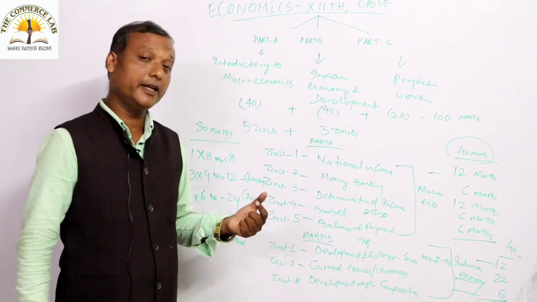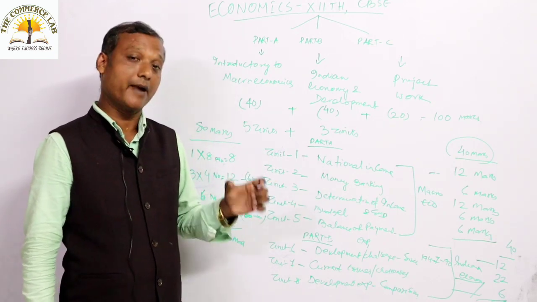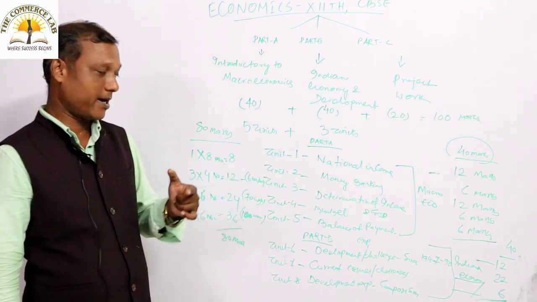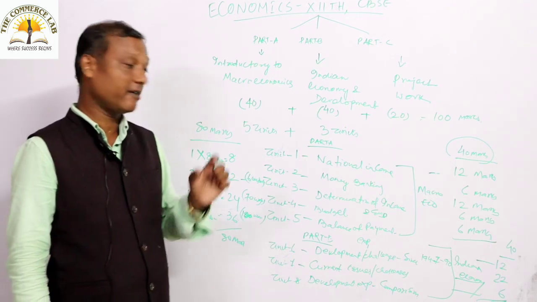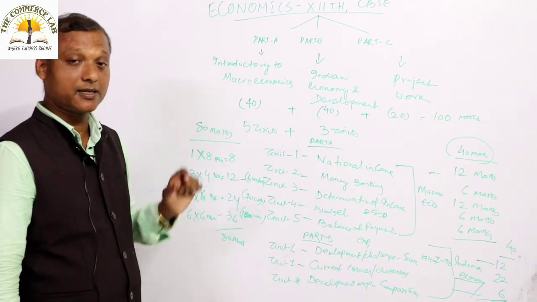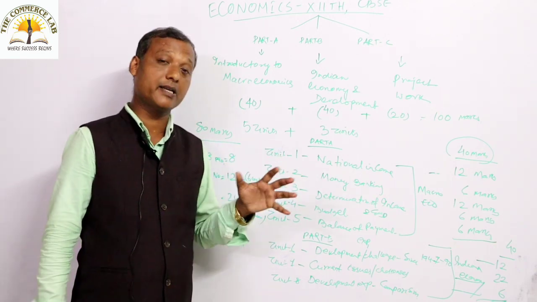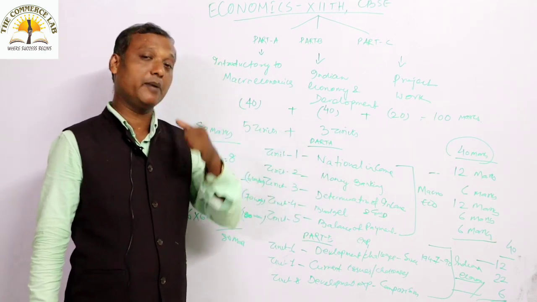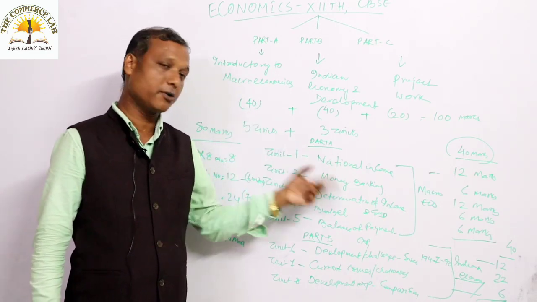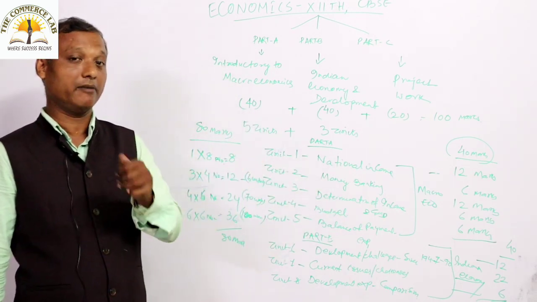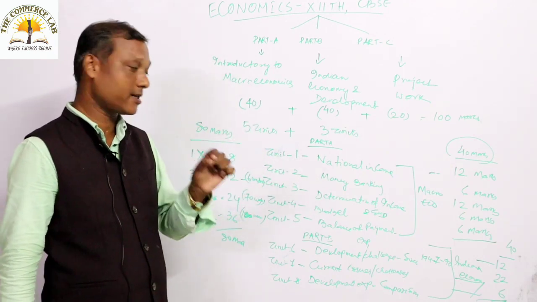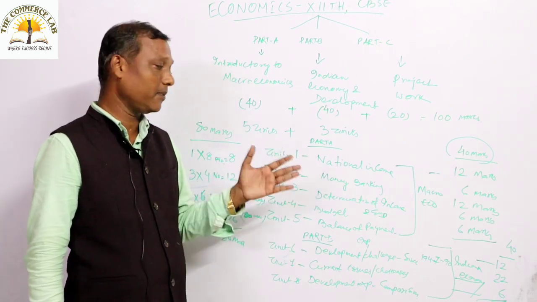Different functions are there. Money plays the role of a medium of exchange, a measure of value, a store of value, and also a standard of deferred payments. So we are going to study the different functions of money. Apart from money, we are going to discuss the banking system. Nowadays the banking system is more advanced and more developed. I will simply classify the entire banking structure under two heads: central banking and commercial banking.